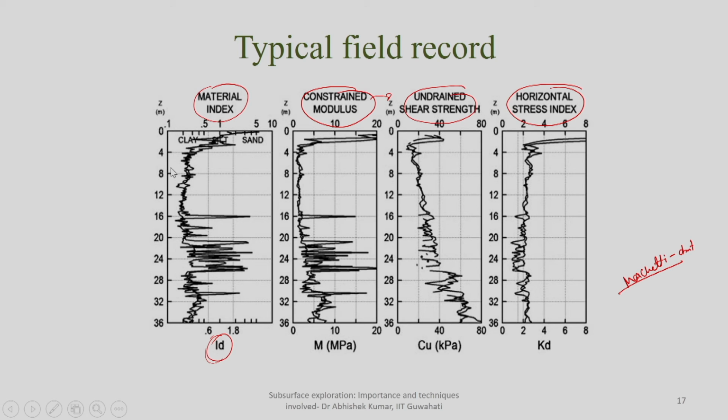Once you know these basic parameters like ID, KD, ED values, as we discussed in the previous slide, you will be able to determine undrained strength, horizontal stress index, and so many parameters. So this is a typical field record. That's how you do the test.